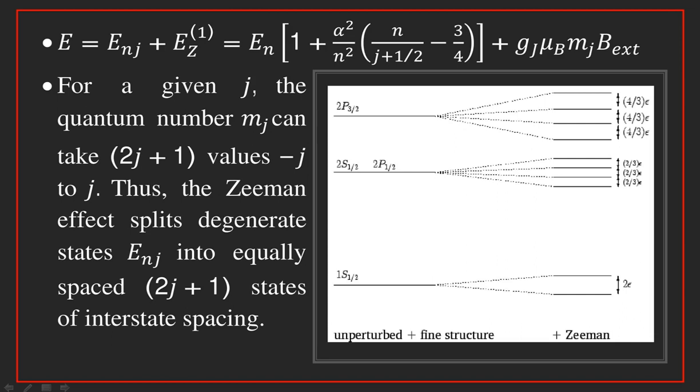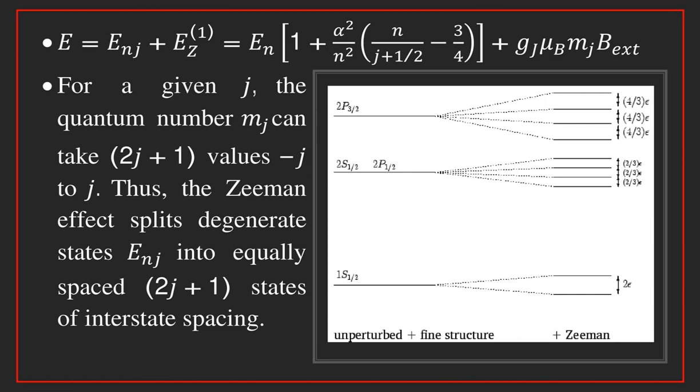Now the implication of this result is, we have seen that in the fine structure, for a given j the energy is the same. For example, 2s half and 2p half are different states, but they will have the same energy even in the fine structure because they have the same j value. This half represents the j value. So 2s half and 2p half will have the same energy. They are still degenerate even in the fine structure.